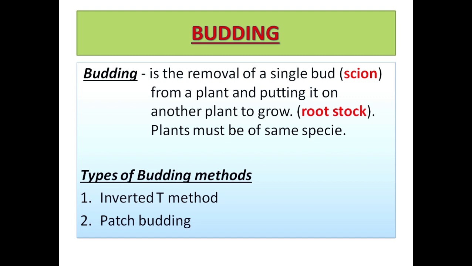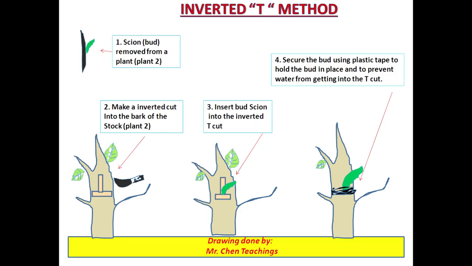Types of budding methods. Here we will discuss two types. One, the inverted T method, and two, the patch budding. Alright, so let's move to the next slide. Here you have the inverted T method. One, you would select your stem from a plant, so one scion or bud removed from a plant. In the example I was using, say your Julie mango tree, you would remove a bud. Now you need a little bit of the bark and wood on this bud. This is the bud, and this black area here is the bark with a little piece of the wood. And that would be about maybe an inch long.